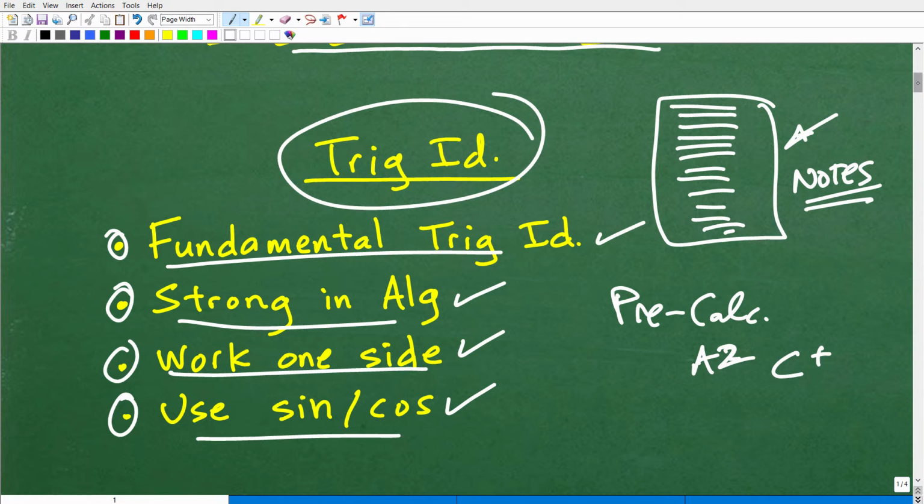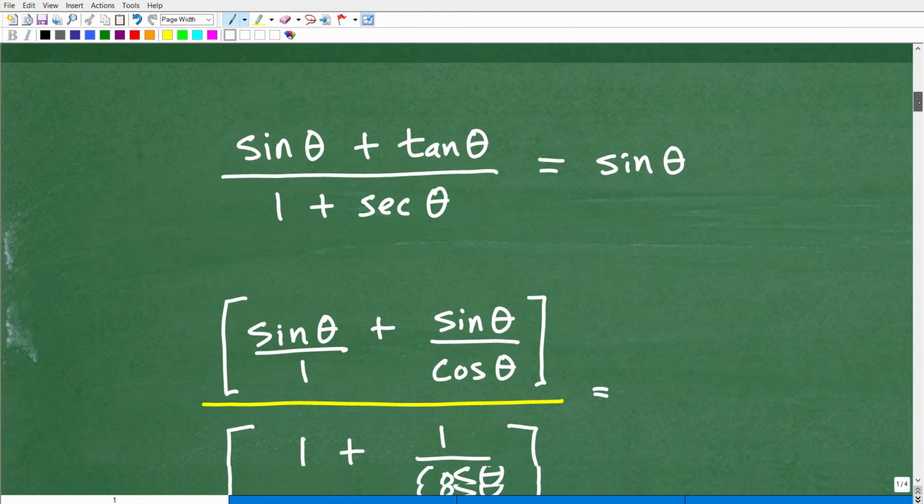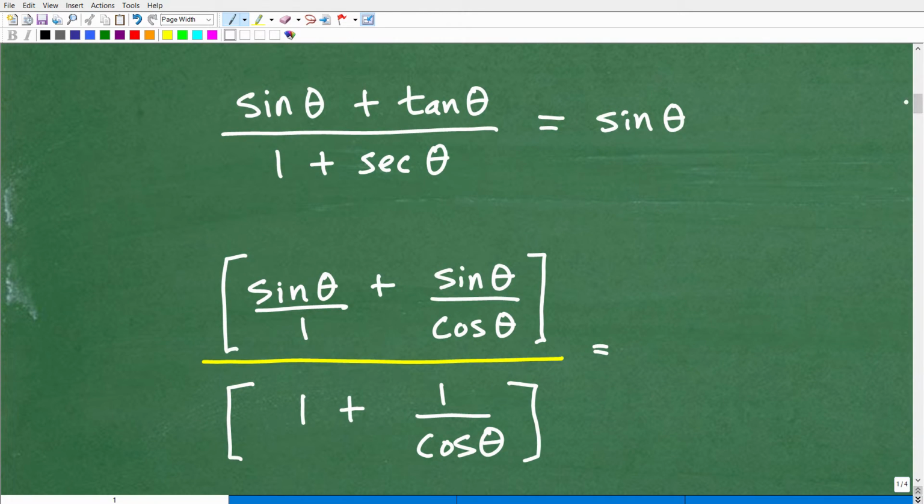So let's get into this problem. I'm just going to show you my work. Okay, if you're at this level of mathematics and you have your fundamental identities available to you, you can follow along, but I will talk through each step of the problem and my solution.